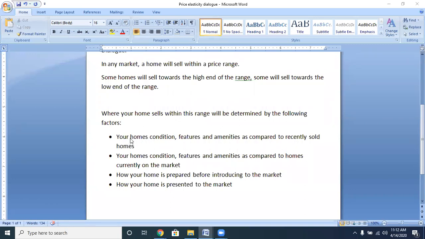So again, your home's condition, features, and amenities as compared to recently sold homes. That's one of the things we're going to go through with the seller, right? Recently solds, and also those currently on the market. The appraiser is going to use the recently sold homes, but the market is going to determine at what price we enter the market. So we want to go through both of those. And then the next thing is how your home is prepared before introducing it to the market, and how your home is presented to the market.